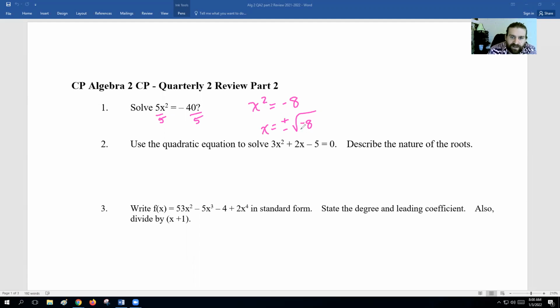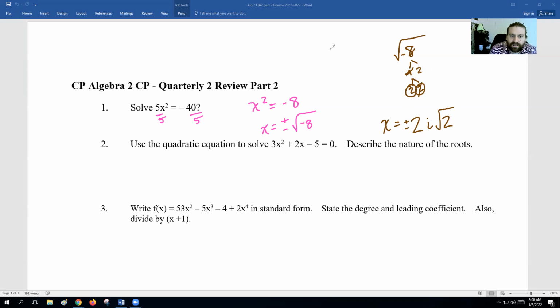The other thing is, if we have a negative, it means we're going to have an i with our answer. So if we break down 8, 8 is 4 times 2, which is 2 times 2 times 2. So we have a pair of 2s, so one 2 gets to go outside and the other 2 stays inside. And then we have an i because it was a negative 8. So here is the answer for number 1: plus or minus 2i radical 2. Kind of crazy, but it covers all situations here.